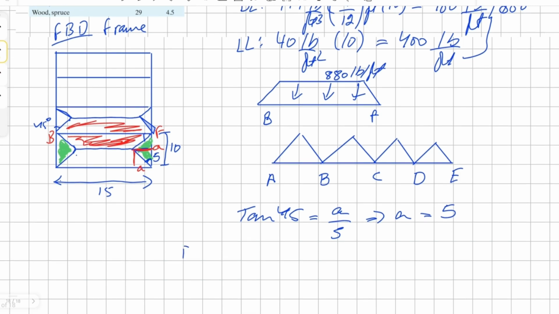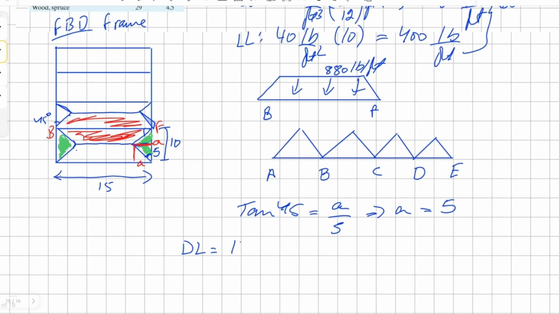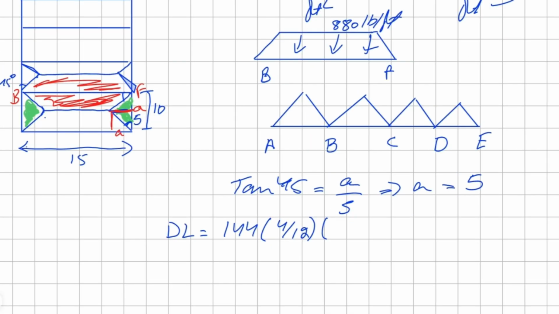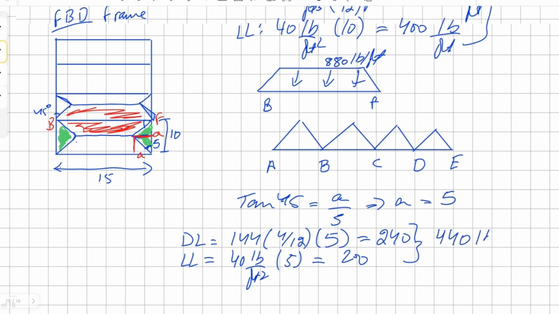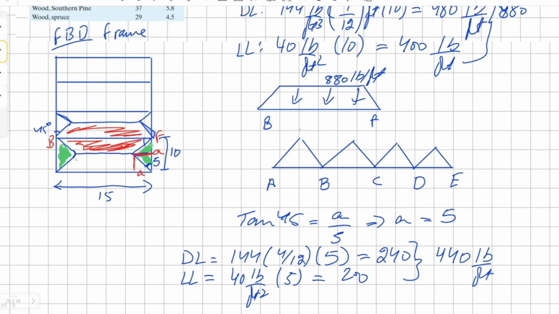Now we can use it to find our dead load, which is going to be 144 times 4 divided by 12 for our slab thickness, times the width of the slab that's going to exert the load onto the girder, which is 5. Solving this, we get 240. Now the live load, which is 40 pounds per foot squared times 5, we get 200. Adding these together, we get our total load, that's 440 pounds per foot, and that's our peak for all these triangles.